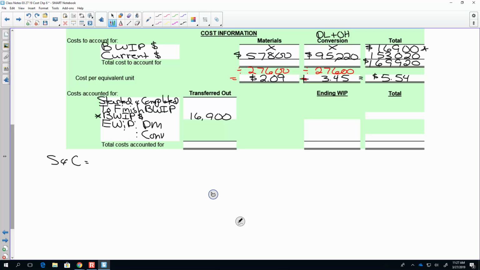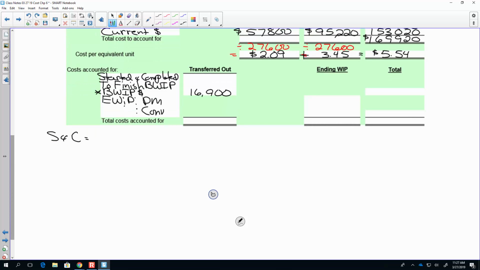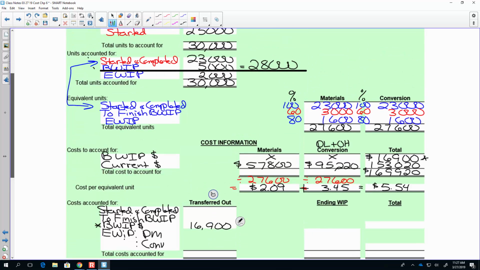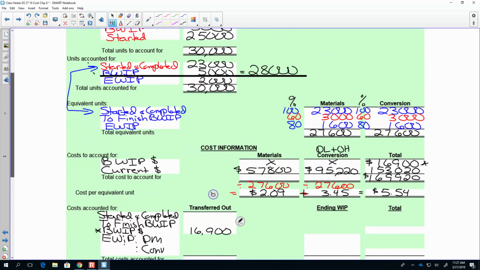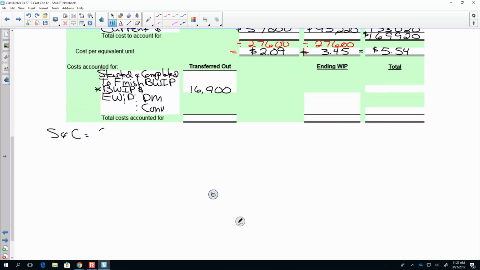How many units did I start and complete? From step 1? 23. The 23, right? So what am I going to multiply this 23,000 by? The 554. Very good, Ruby. That's my started and completed. $127,420. And that's what comes up here.